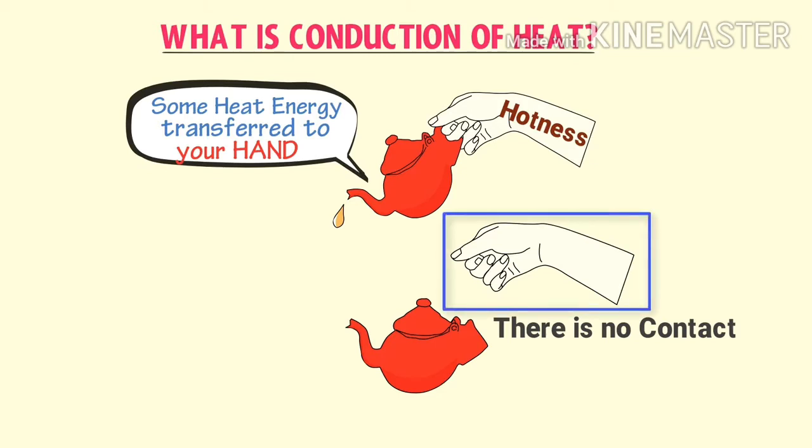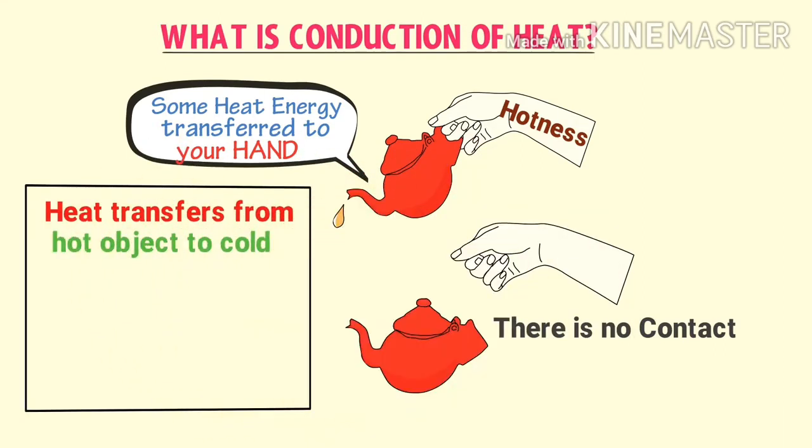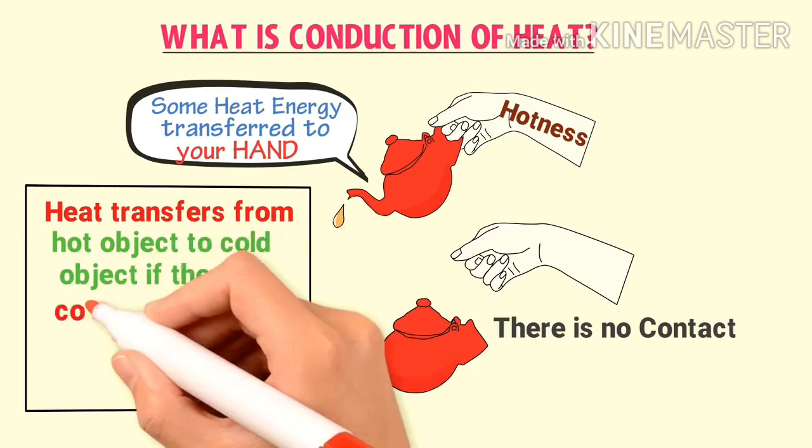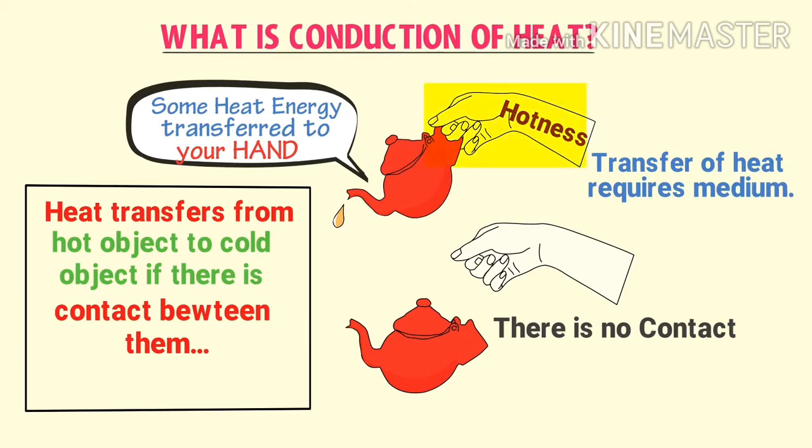So from these two cases, we learn that heat only transfers from a hot object to a cold object if there is contact between them. Or in physics, we say that flow of heat or transfer of heat requires a medium. Here your hand is cold and when you touch this hot object, your hand provides a medium to the heat energy present in this hot object, and it travels towards your hand. As a result, you feel the hotness.